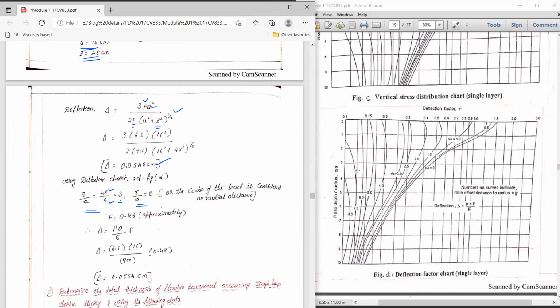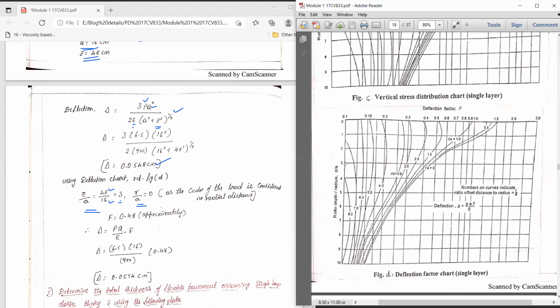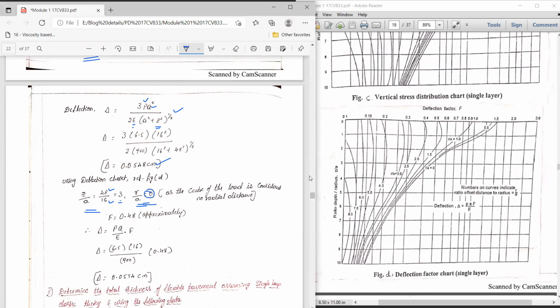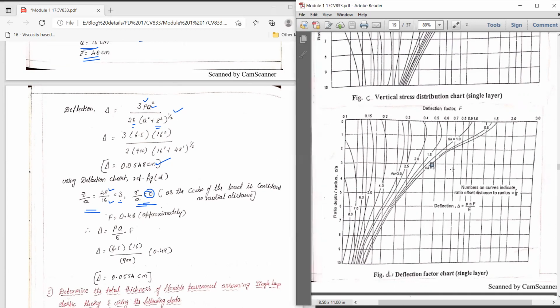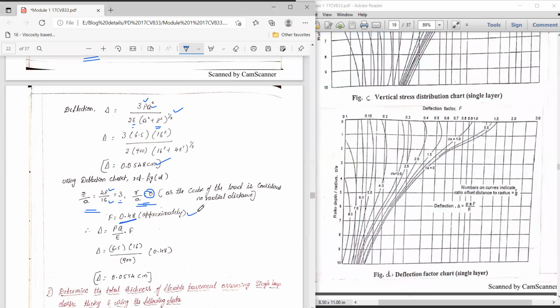So z by a is how much? 3. You can observe here is the point 3, correct? From this point you just project a line to the curve r by a equal to 0. From the point 3 you project a line, and it intersects at this point. Here r by a is equal to 0. Again, from this point you project a vertical line and it intersects the x-axis somewhere here. This value I noted as 0.48. So now I got f equal to 0.48.